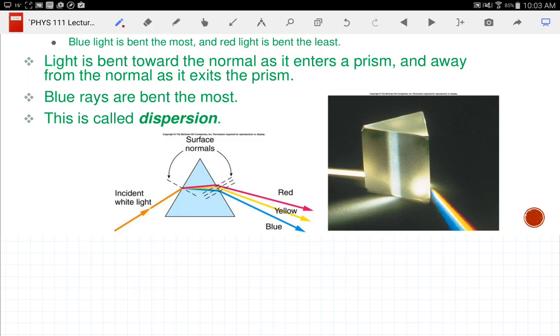So we can look at this and we can say right away, N red is less than N yellow, is less than N blue, which means fastest to slowest. So just by looking at that, we can tell.